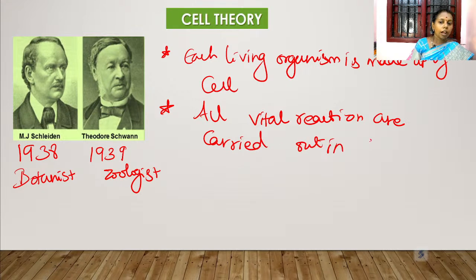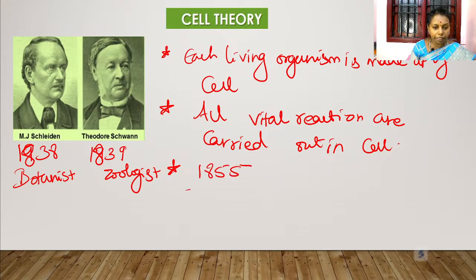And of course, there was another scientist. Yes, it is 1838 and 39. Thank you, Tilak. You are very correct. They proposed cell theory in the 19th century. Can you tell me, there was a scientist who added to the cell theory during 1855? Can anybody remember who that scientist is? Who is that scientist who added to the cell theory?